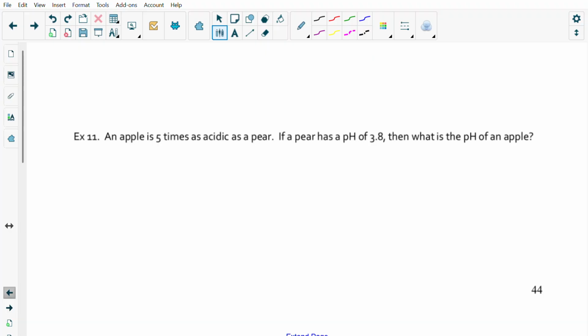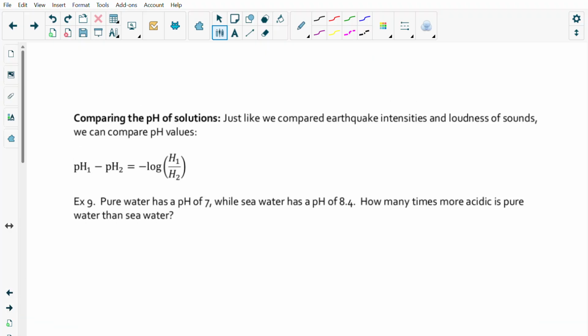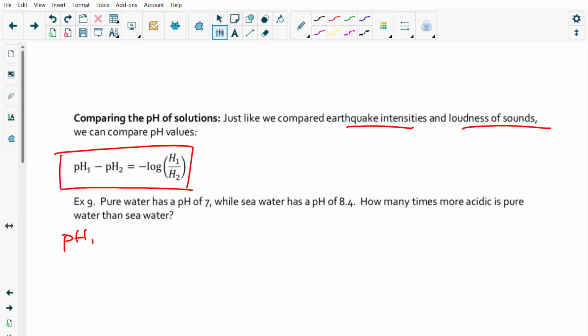Next example. Comparing the pH of solutions. Well, just like we compared earthquake intensities and loudness of sounds, we can compare pH values. Okay, and you can see how all these comparison formulas look so similar. Number 9, pure water has a pH of 7, while seawater has a pH of 8.4. How many times more acidic is pure water than seawater?